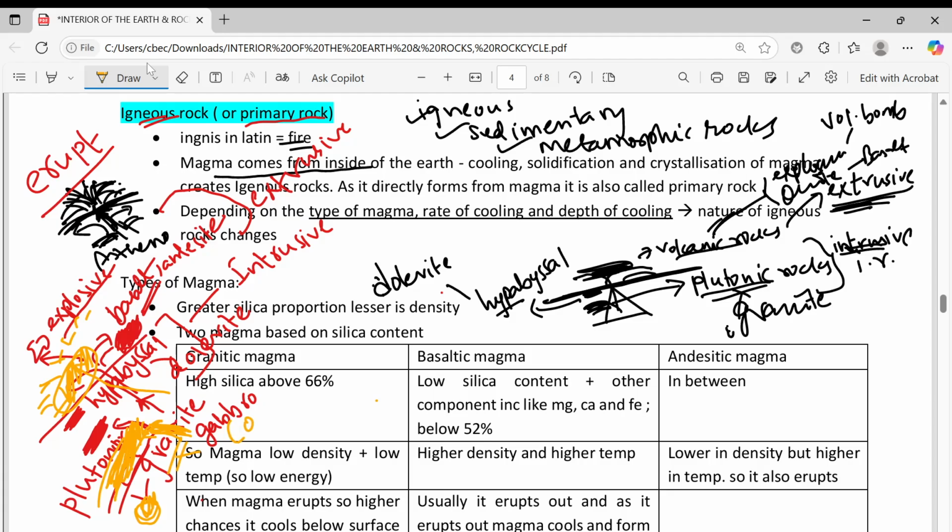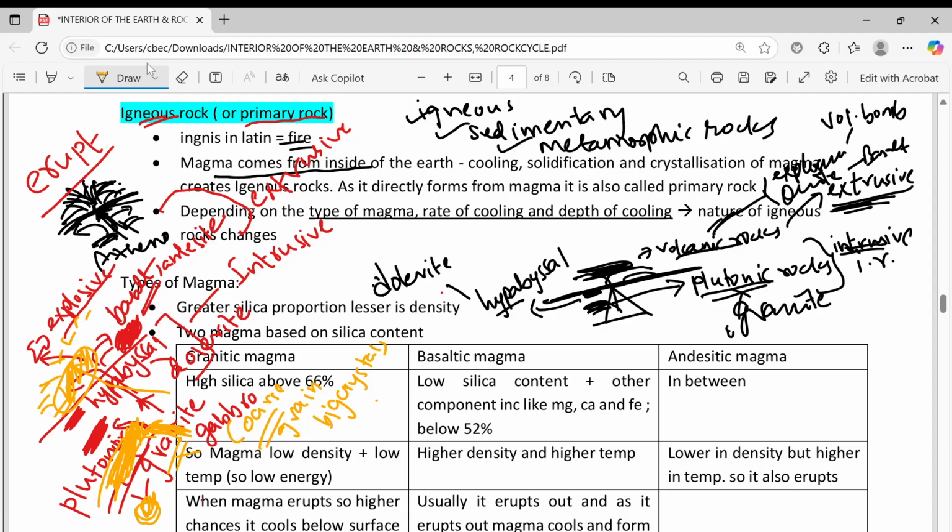So this is a coarse grain, big crystals. This thing you have to remember. Big crystals will form here, whereas if you go above, it will cool very fast and have very fine grain. It will not have crystals. For example, basalt is very glassy.